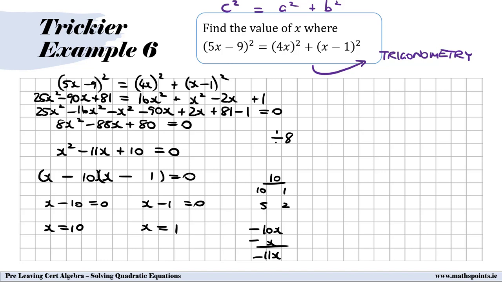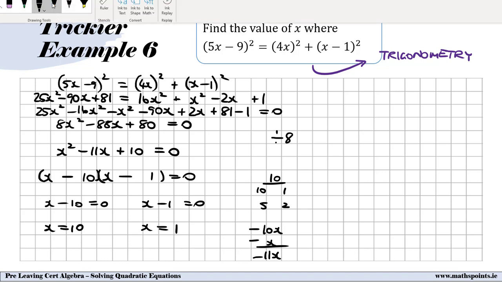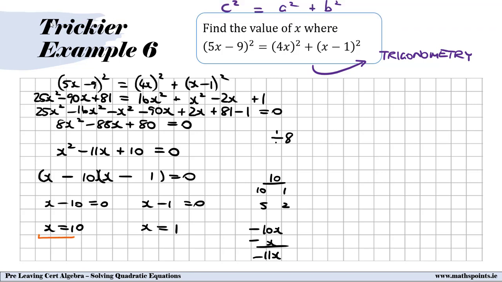In this question, there was only one valid solution, so we'd have to read the rest of the question carefully just to check that. But because I've said it's a trigonometric equation, and a, b, and c are sides of a triangle, we can see that if the value was 1, we'd have a side that was 1 minus 1, which would be 0, and so that's an invalid answer. It's an important thing to do when you get solutions to a quadratic equation, to check them in the context of the question.